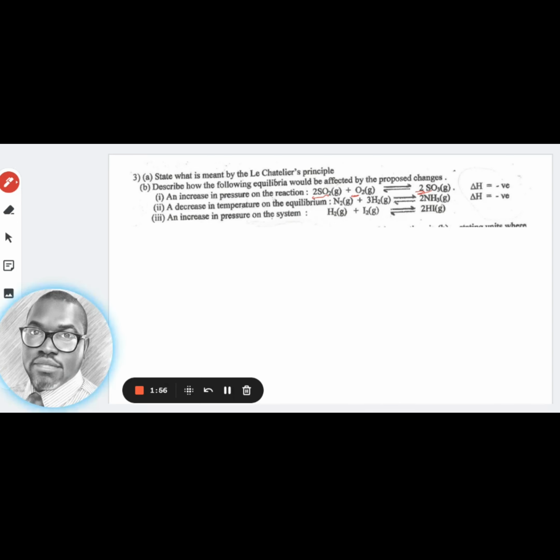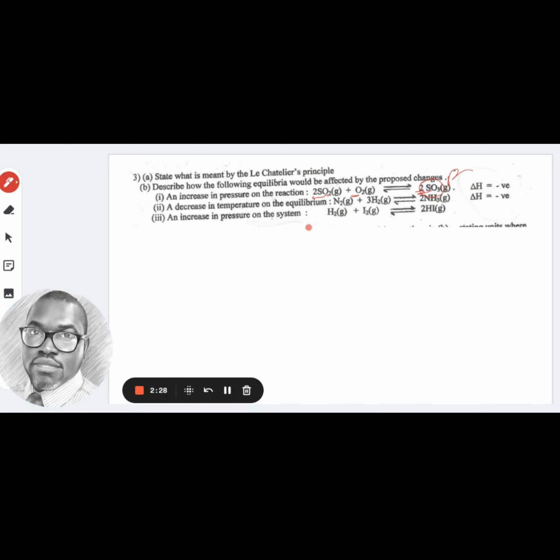So if you increase the pressure, the system is going to say, why did you increase the pressure? We need to now decrease the pressure. And to decrease the pressure, you need to go to the side where you have fewer moles of gas, and that would, of course, be the right hand side. Therefore, the reaction would proceed to the right, the forward reaction would be favored, and you'd be getting more SO3 gas produced. For the second one, you don't have to consider the delta H over here because you're changing the pressure.